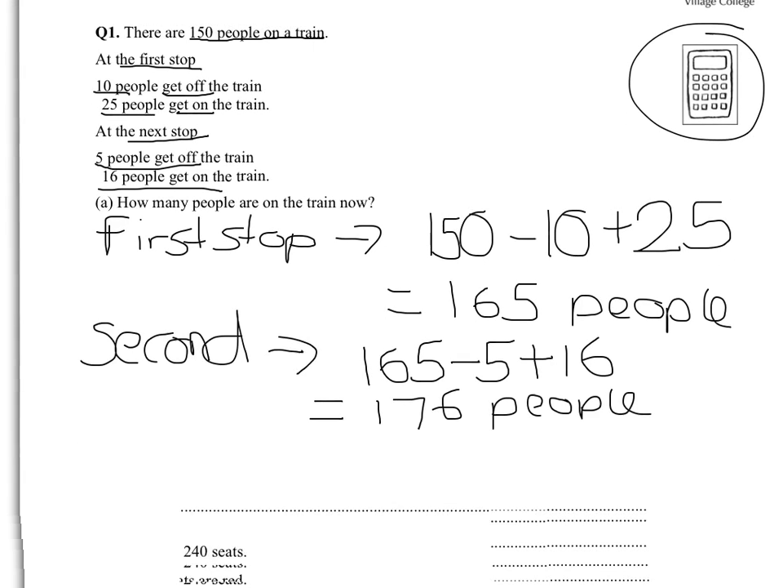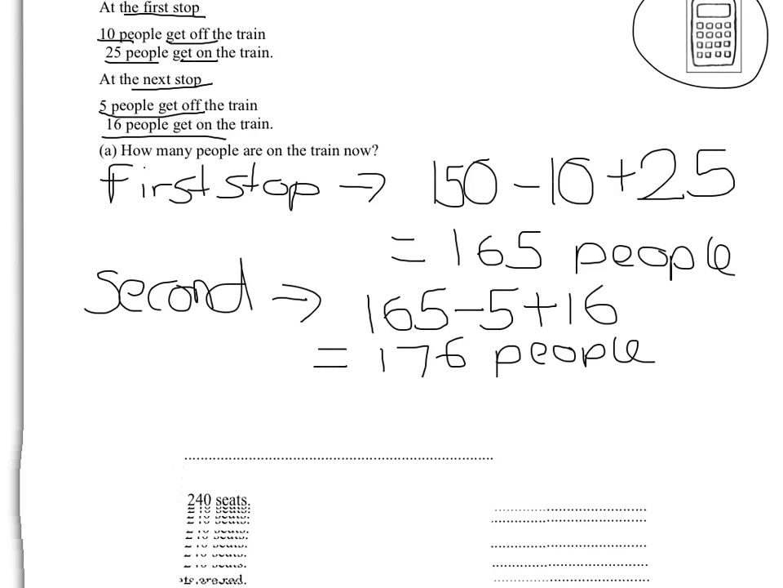So overall, the answer is 176 people are now on the train. Quick review, have we answered the question? Yes, we have. 176 people on the train.